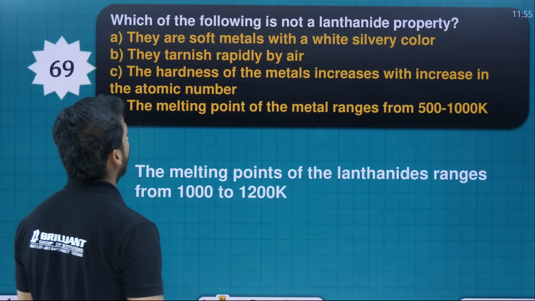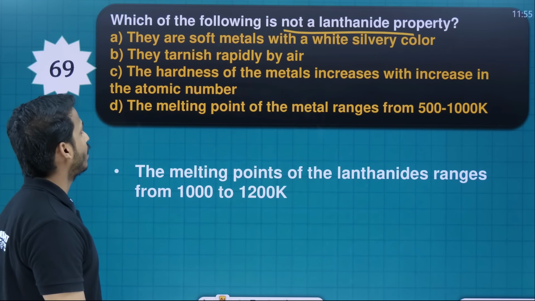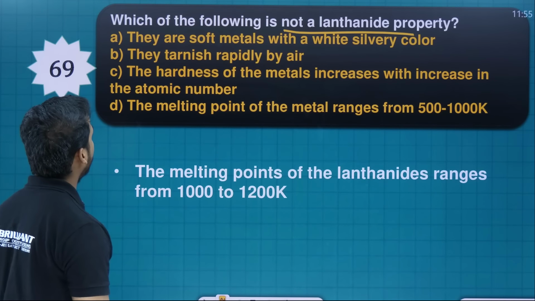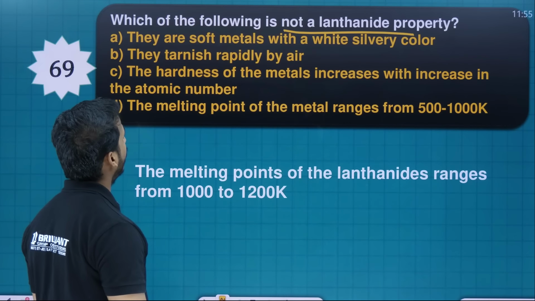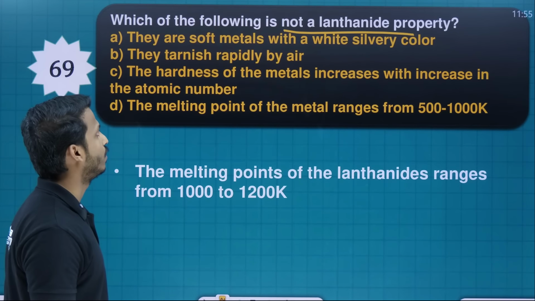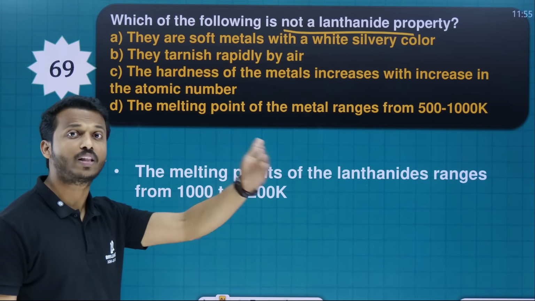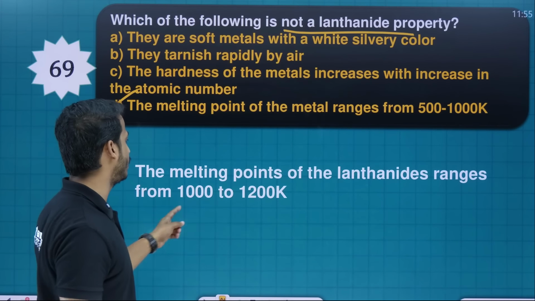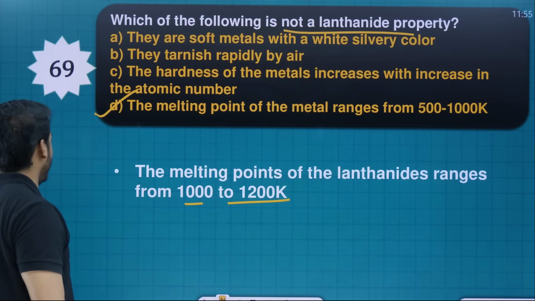Which of the following is not a lanthanide property? They are soft metals with a white silvery color. They tarnish rapidly in air. The hardness of the metal increases with increase in atomic number, and the melting point of the metals ranges from 500 to 1000? No, it's more than 1000. The melting point of the lanthanides ranges from 1000 to 1200, not 500 to 1000.